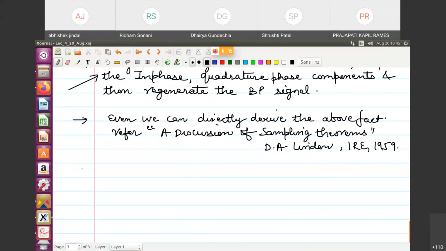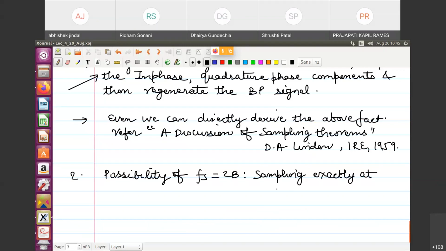Now, second important thing, which is generally asked at a lot of places: the possibility of Fs equal to 2W, that is, sampling exactly at the Nyquist rate. We have not yet said anything about it, so it is important to discuss. Okay, so let us start with an example.